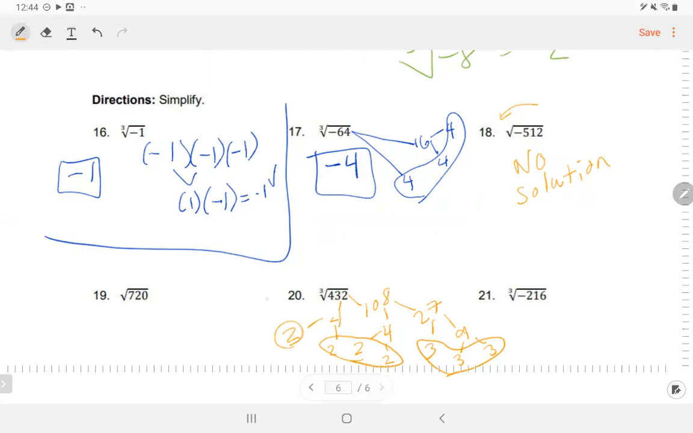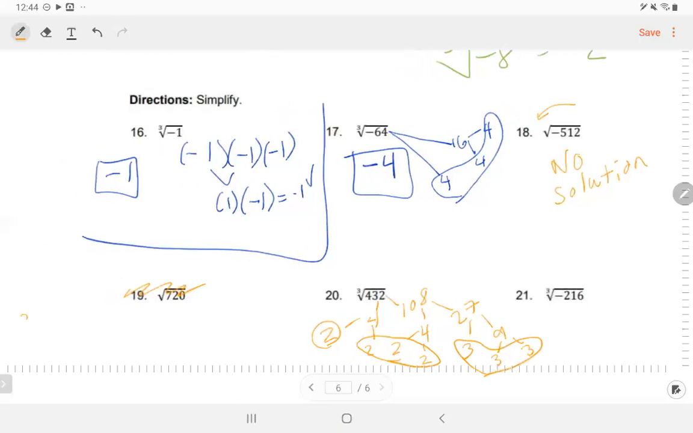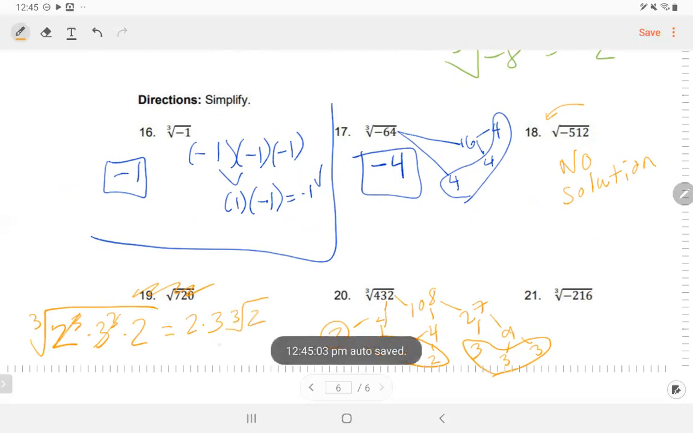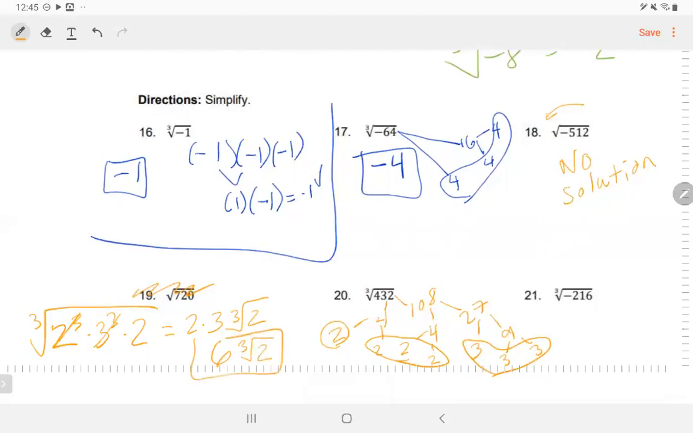Now I have 3 2s here and just 1 2 left here. So I'm going to write this over here and just cross out number 19. So I'm going to write the cube root of 432 is also 2 cubed times 3 cubed times 2. That means that I can take out a 2, I can take out a 3, and I still have to leave that 1 2 under there. So if I multiply 2 times 3, this is just going to be 6 cube root of 2.